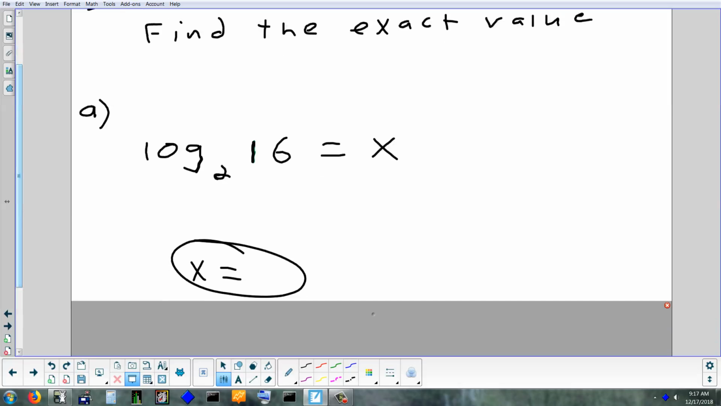All right. Can anyone tell me the whole thing? If you change that to exponential, what would you have, Christian? 2 to the x power equals 16.